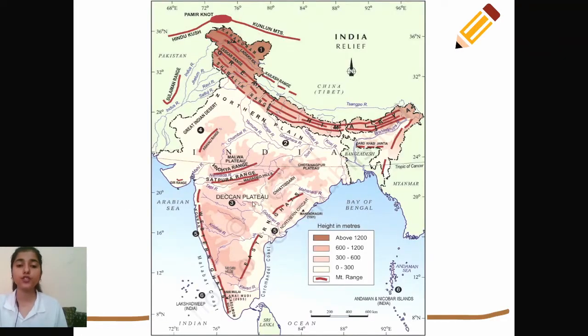Okay, so this is a map. I'll be using this map in the upcoming slides. You'll find a similar map in the NCERT book, but if you don't have it, I'll leave a link to this map in the description box so that you can access it and use it for your revisions.